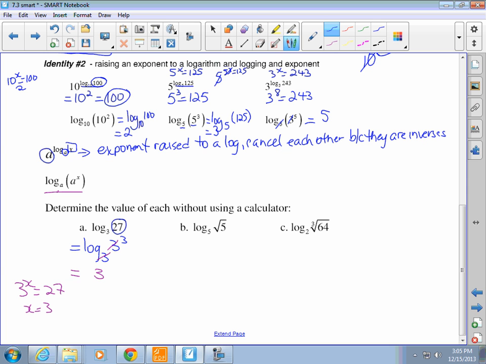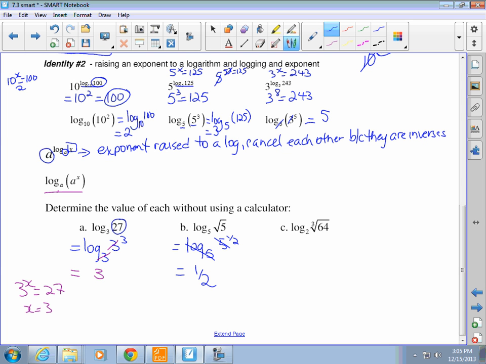So log base 5 of square root of 5. Again, if I write this so that I have the same bases here, this would be 5 to the power of 1/2. So my log base 5 and my base of 5 cancel each other, so my answer is 1/2.